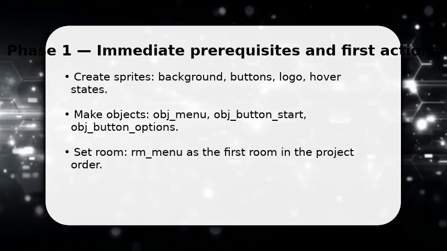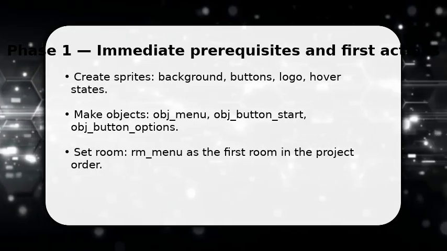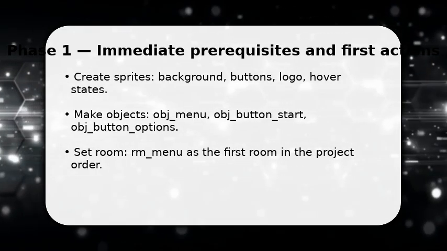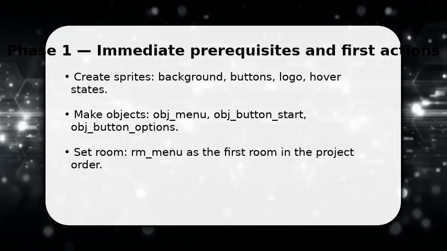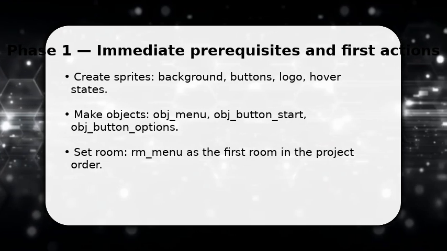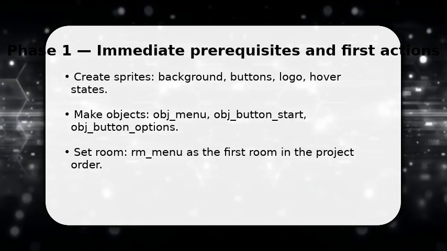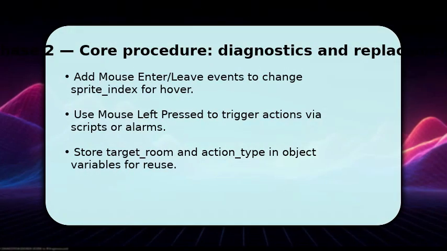Once done, assign sprites to objects and set persistent variables like menu music and selected index. This lets you control state and makes the next steps deterministic, so you know why each object exists. Now implement button logic so the menu responds reliably.